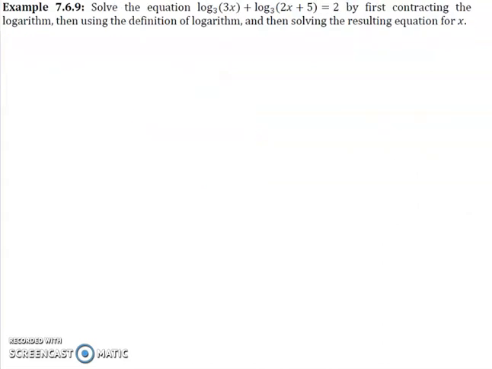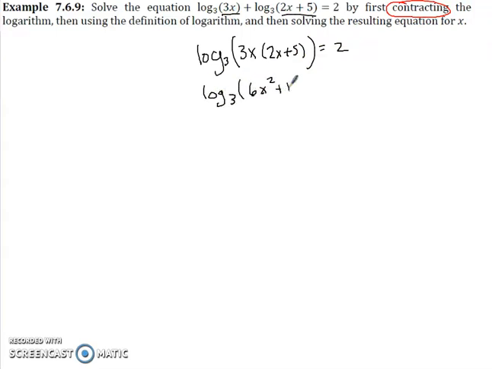All right, I'd like for you to pause the video and try this one here on your own. One of the most important keys here is that we do need to contract or condense our logs first. So on that left-hand side, I do see that I have addition between logs that have the same base, which means I can multiply those arguments together. And I'll simplify to get 6x squared plus 15x is equal to 2.